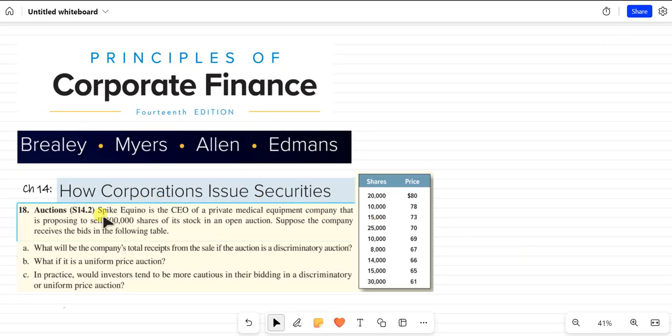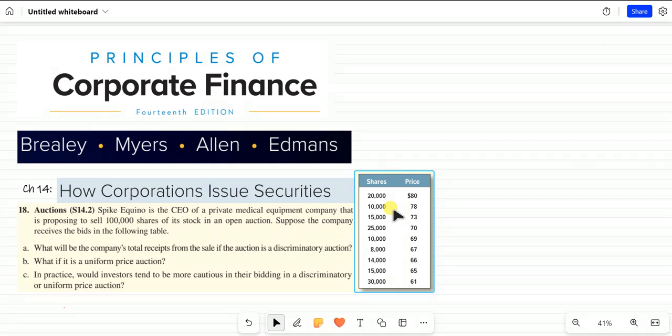Question number 18. Spike Equino is the CEO of a private medical equipment company that is proposing to sell 100,000 shares of its stock in an open auction. Suppose the company receives the bids in the following table. So this is the table in which the company has received the bids.